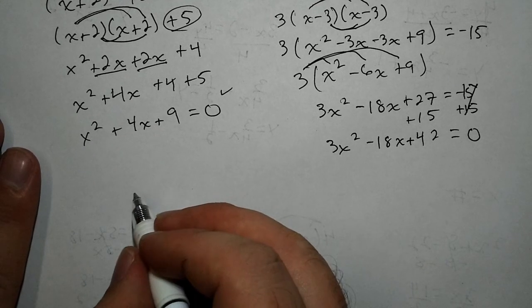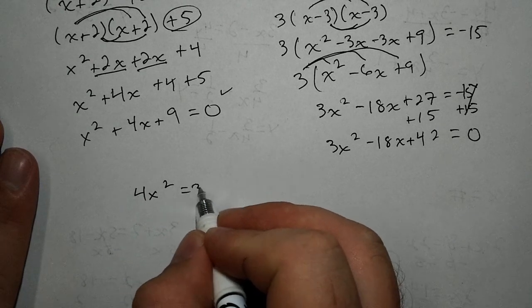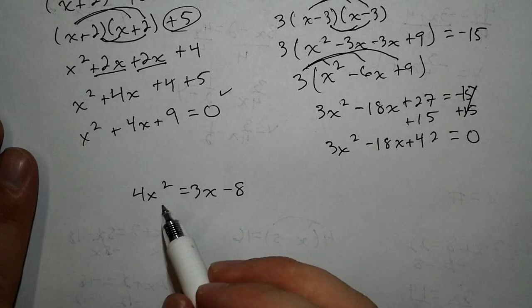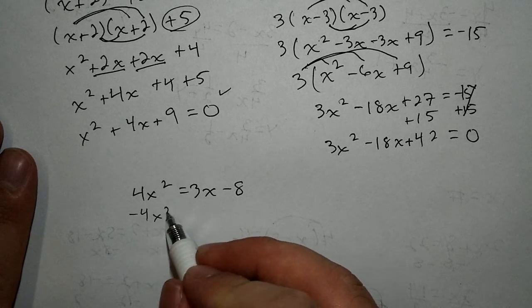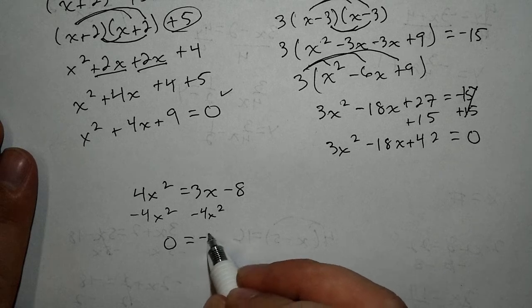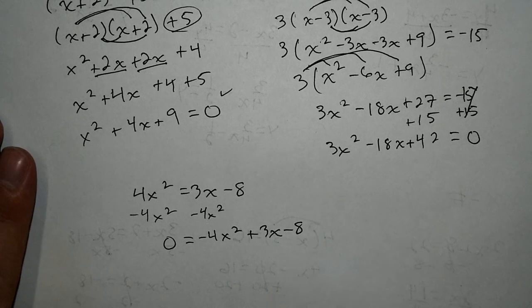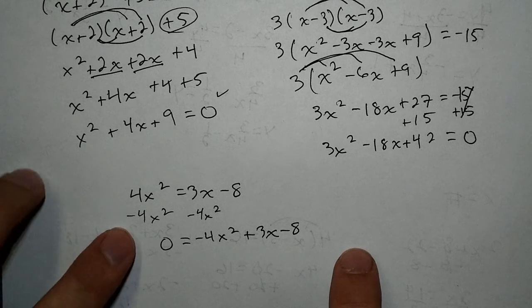They may also put it in this way. 4x squared equals 3x minus 8. All I have to do is move this to that other side. So I'm going to just subtract 4x squared. So I get 0 equals negative 4x squared plus 3x minus 8. So all of these are ways to get this into standard form.